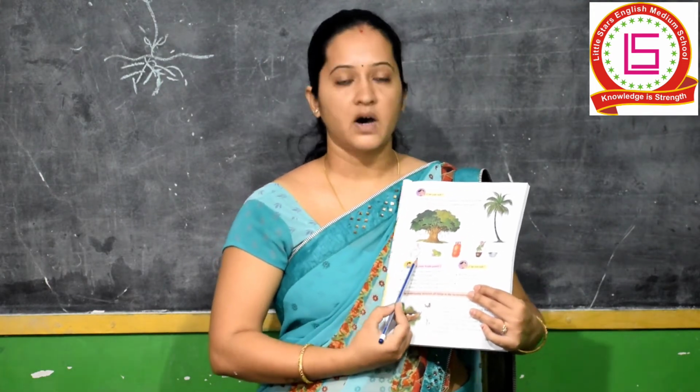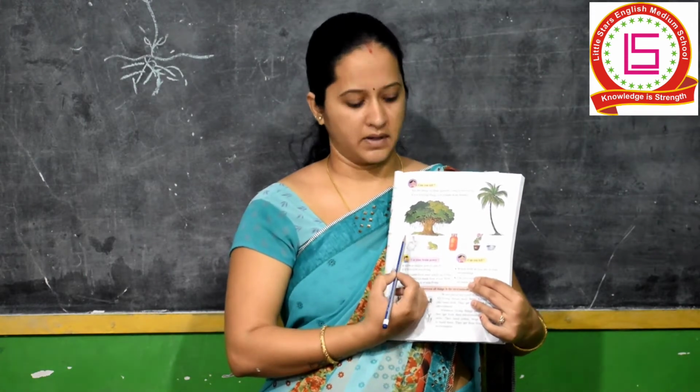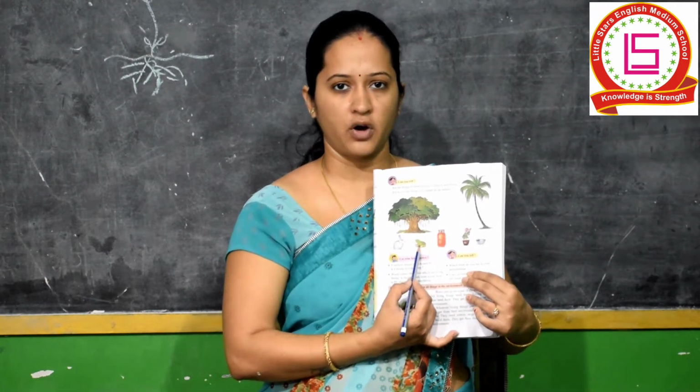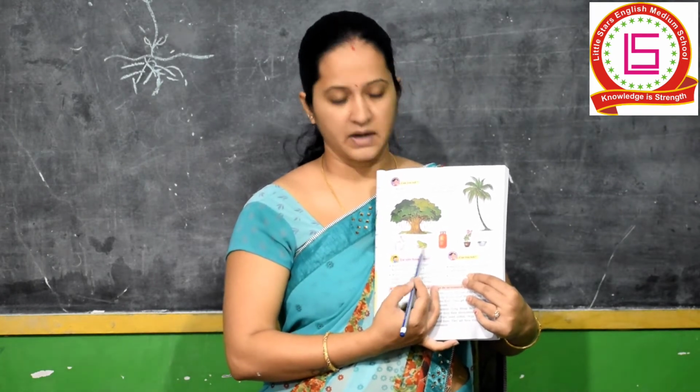Next is a rabbit. A rabbit is also a living thing and it is an animal. Next is a frog. A frog is also a living thing and it is an animal.